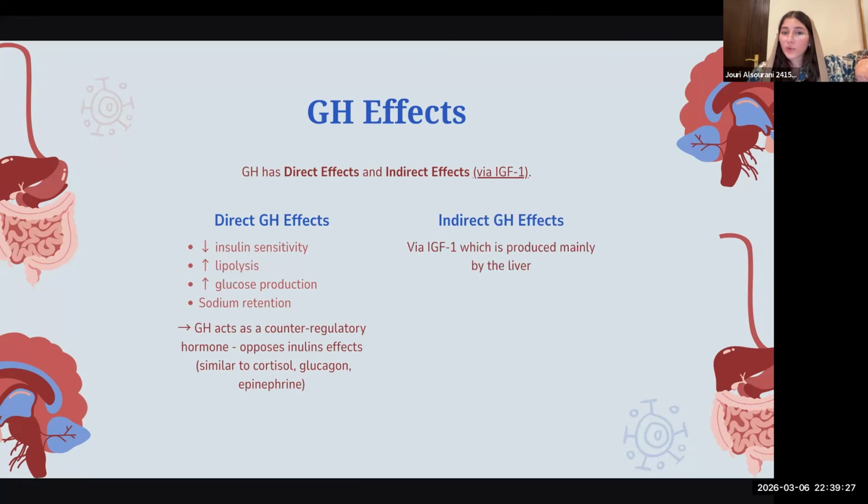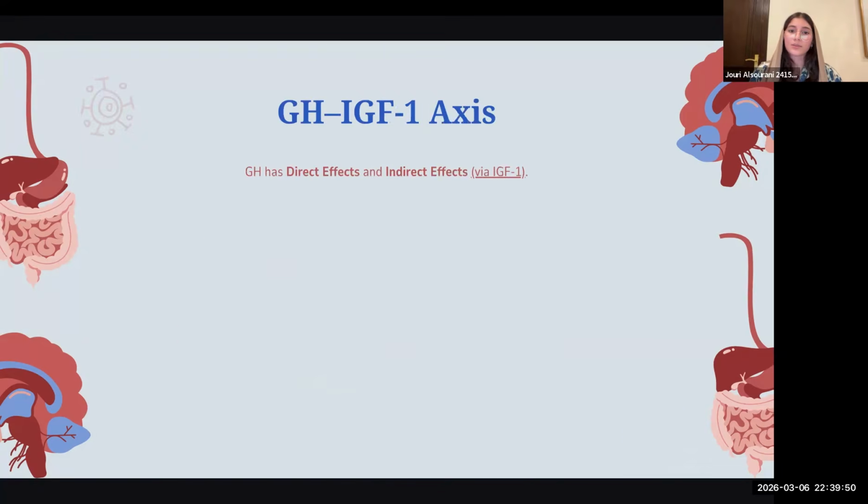For the indirect growth hormone effects, we said this is mediated by IGF-1, which is produced by the liver, okay? And this is going to have a role in protein synthesis, the growth of the bone, the epiphyseal plates, right? Because with growth hormone, you're growing. This is the main thing that you think of when you think of growth hormone. We're going to have cell proliferation, anabolic effects.